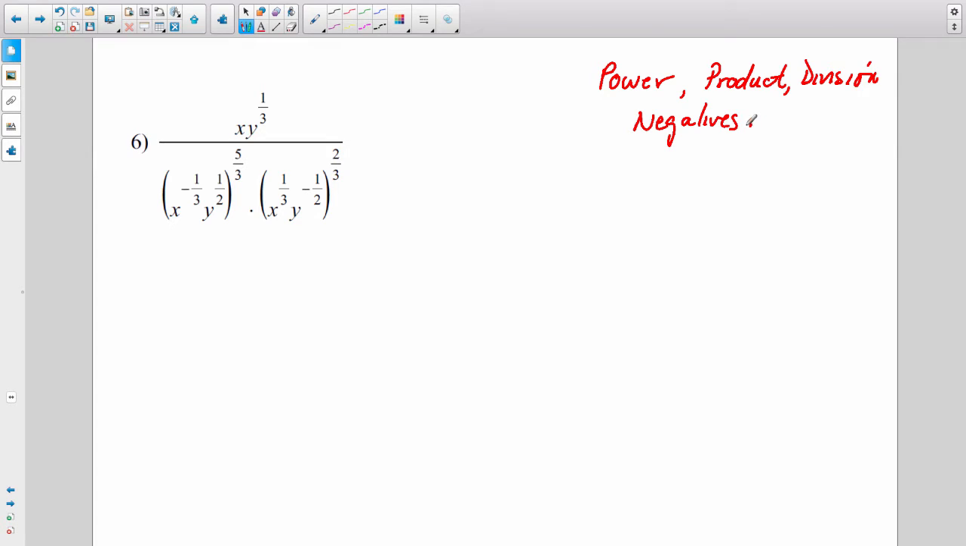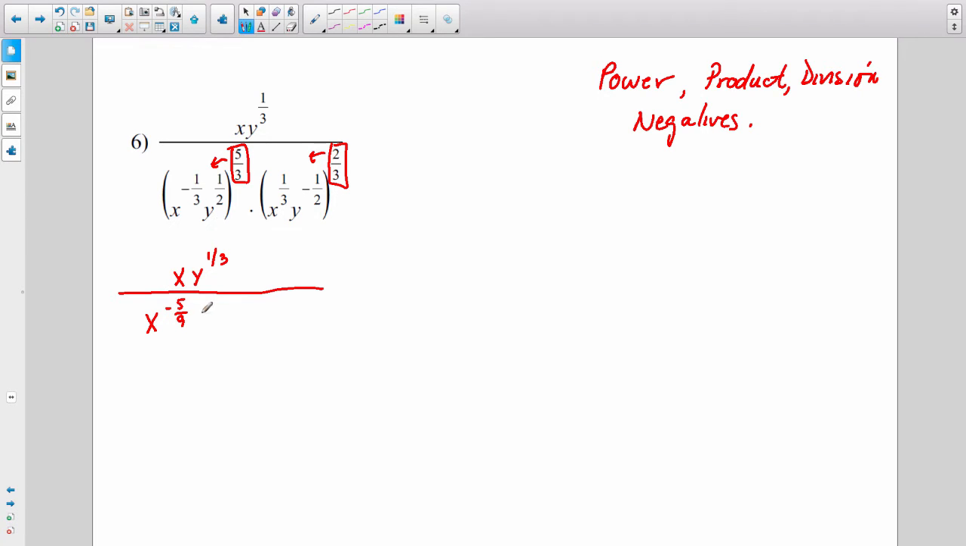So let's take a look at this one with the fractions. The power rules exist down here and here. So let's go ahead and distribute to everybody. And we'll leave the top the way it is for now. So on the top I have x, y to the 1/3. Then here's where the bottom gets really juicy. Okay, so on the bottom I have 5/3 times negative 1/3. So that will be x to the negative 5/9.